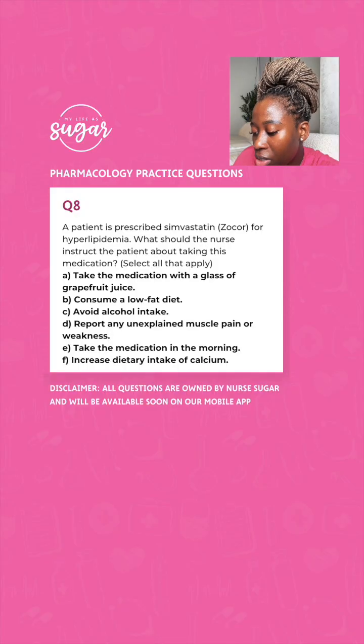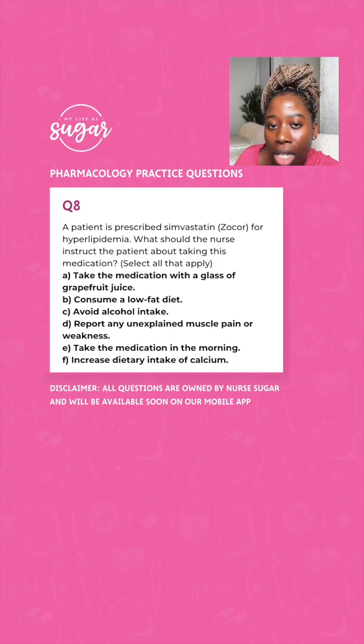A patient is prescribed simvastatin for hyperlipidemia. What should the nurse instruct the patient about taking this medication? A, take the medication with a full glass of grape juice. B, consume a low-fat diet. C, avoid alcohol intake. D, report any unexplained muscle pain or weakness. E, take the medication in the morning. F, increase daily intake of calcium.